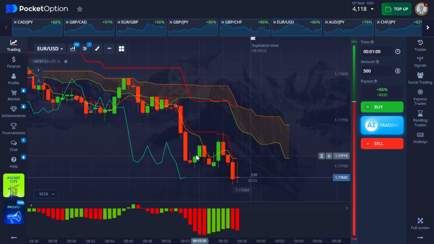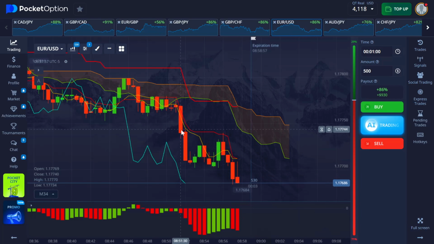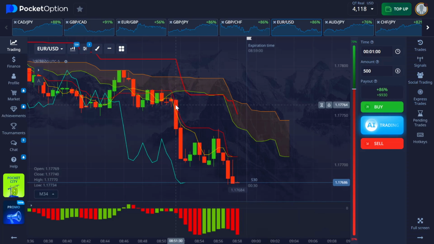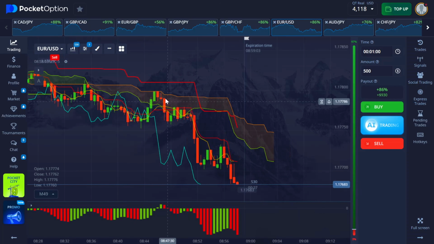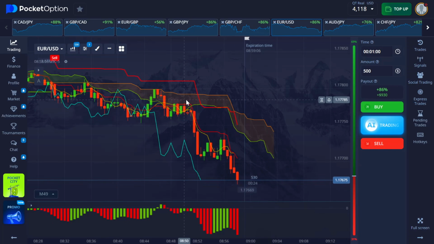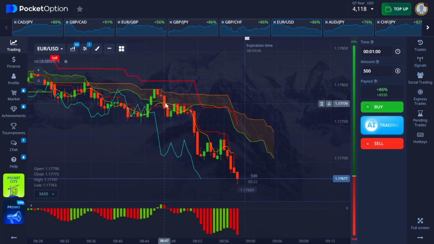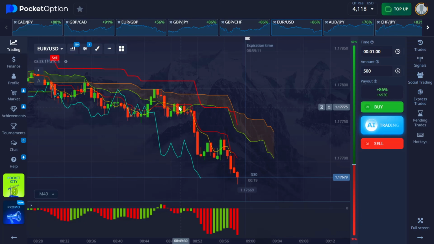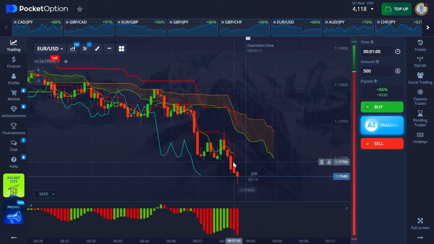Now, if you were here previously, think about this. You notice this is the cloud, guys. And what the cloud does is it shows support and resistance. You see the price break the cloud, came back up and retest the cloud. And what happened? The price came all the way down continuously, right?